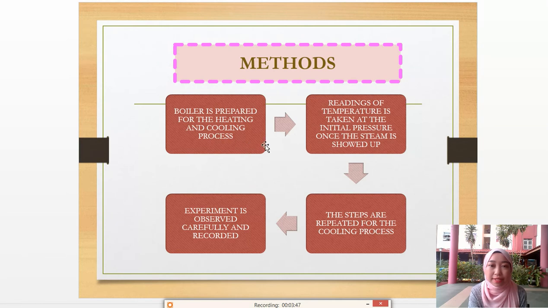The method is just simple. Firstly, the boiler is prepared for the heating and cooling process. Next, the readings of the temperature are taken at the initial pressure once the steam shows up. The third step is that the steps are repeated for the cooling process. And the last one is that the experiment is observed carefully and recorded.